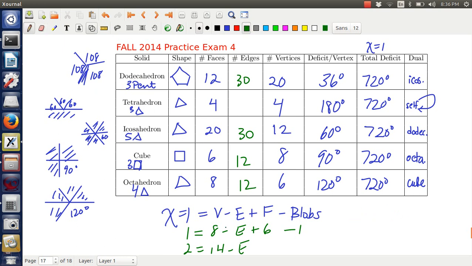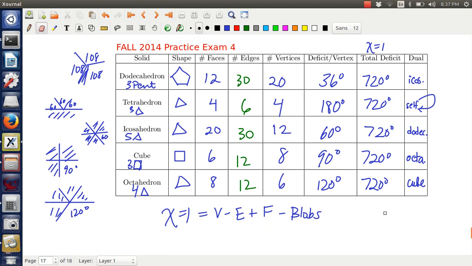Why are they 2-for-1? Because faces and vertices are both positive, they both count in a positive way. So it doesn't matter. You can swap them and it doesn't change the formula. Okay, what about tetrahedron? Vertices and faces are both 4. Blobs is 1. Then you get 2 equals 8 minus E, which is E equals 6. Okay, and this chart is complete.